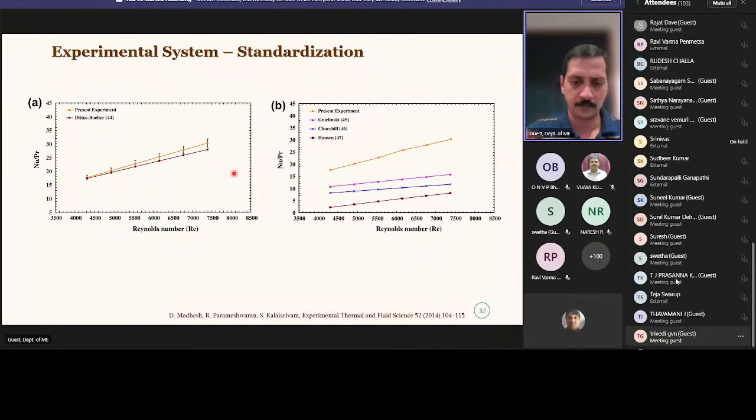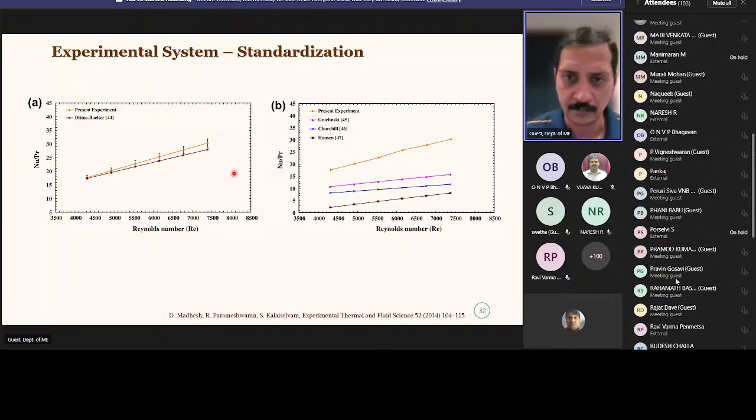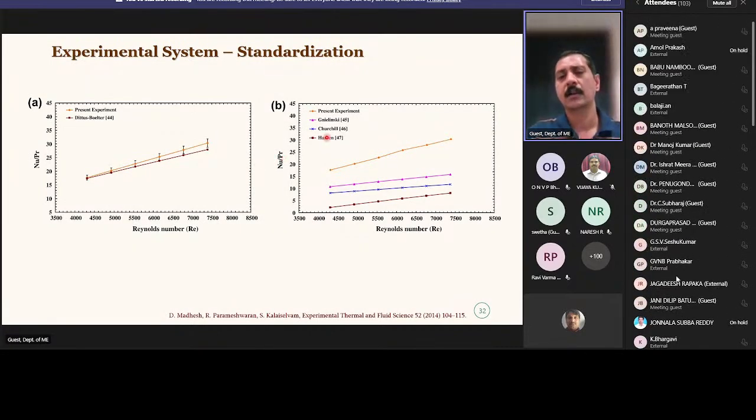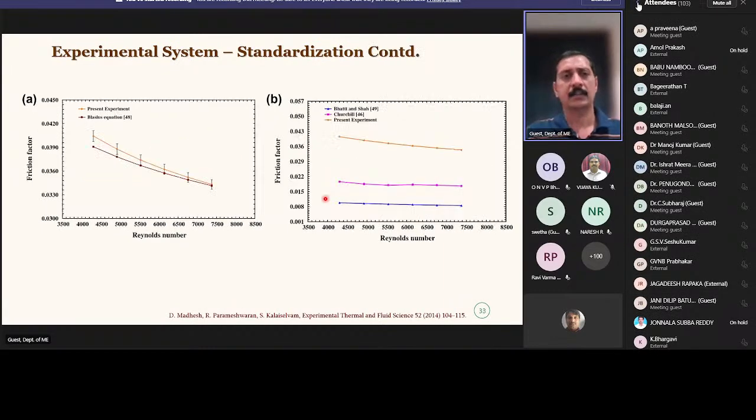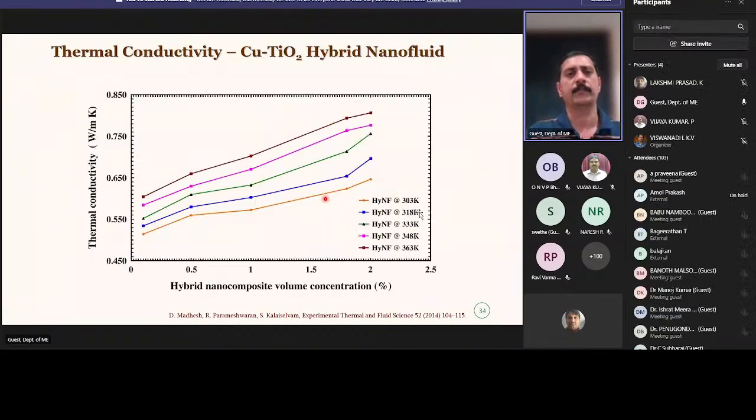So thereby we have first made the experimental setup standardized for our further research works. And this slide actually shows the thermal conductivity enhancement of the copper titanium hybrid nanofluid. On the x-axis you can see the hybrid nanocomposite volume concentration, which is varied in terms of the percentage of the hybrid nanocomposite particles, and at different temperatures we have observed how the thermal conductivity of the hybrid nanofluid got enhanced.